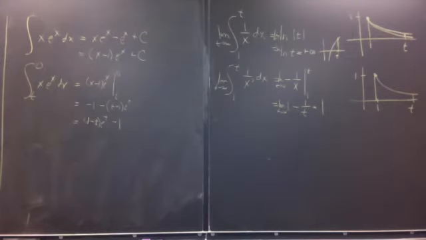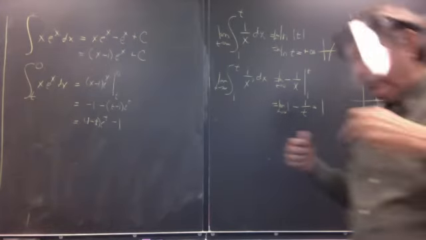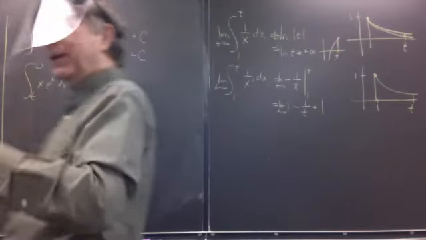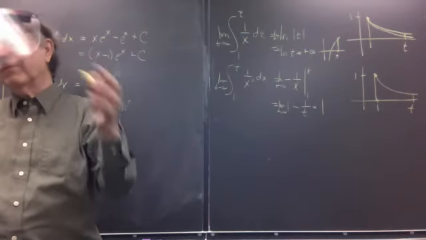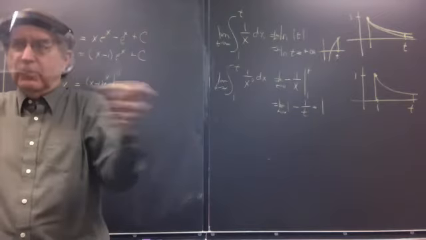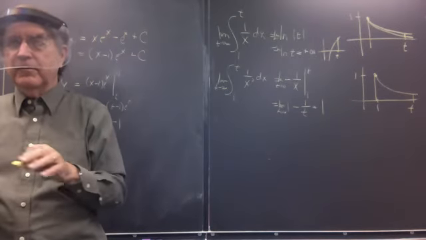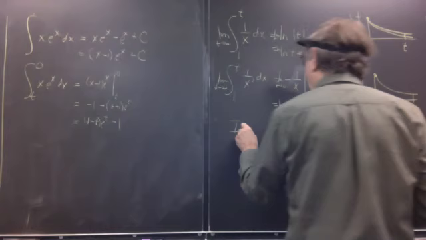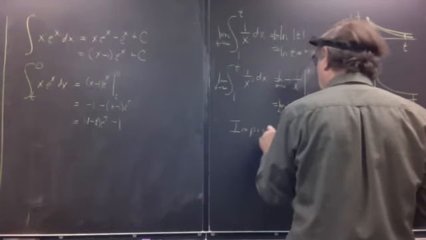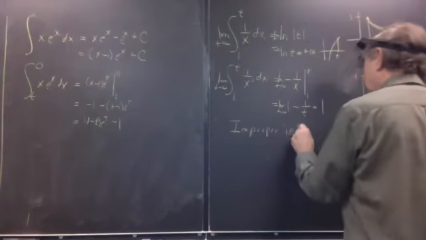So what we're doing is putting a limit together with an integral. But you know how to take limits roughly, and you know how to do integrals roughly. Therefore, this is not that big a deal. What we get is called an improper integral.